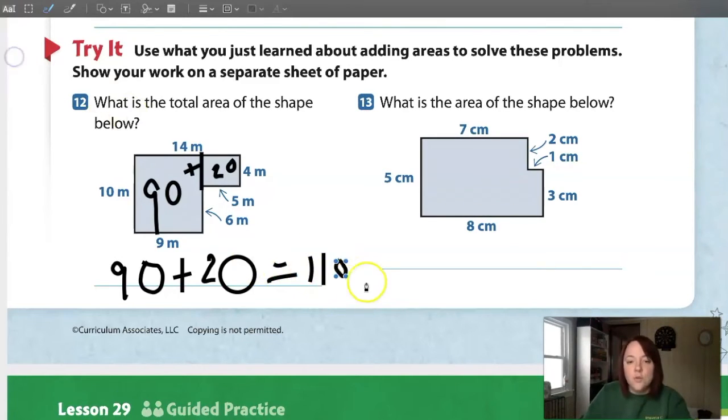Don't forget your square meters. Good, 110 square meters.